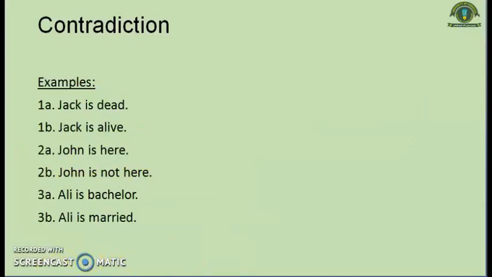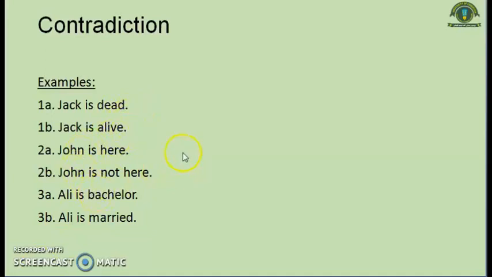Here is an example: Jack is dead, and in the other example, Jack is alive. If it is true that Jack is dead, then how is it possible that Jack is alive? So both statements are opposite to each other. So they give oppositeness. So what we say is that when speakers give the statements, the listener has to identify the meanings, whether these statements are based on truth or not.